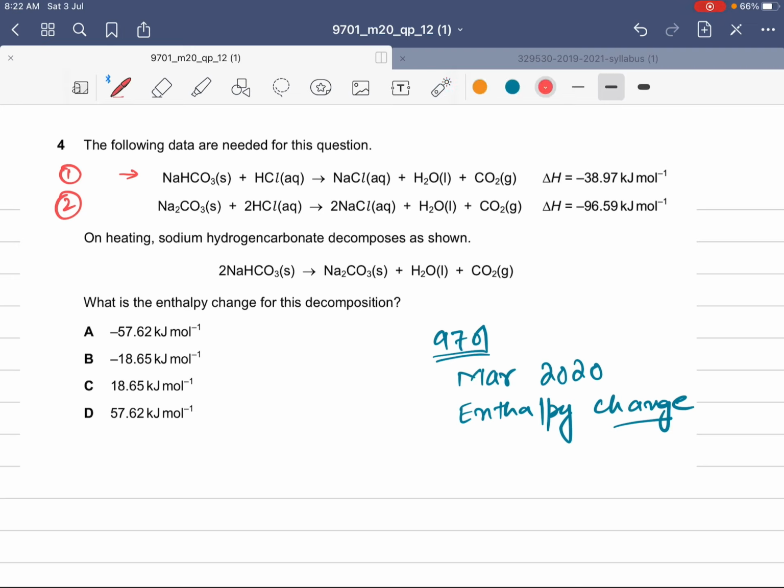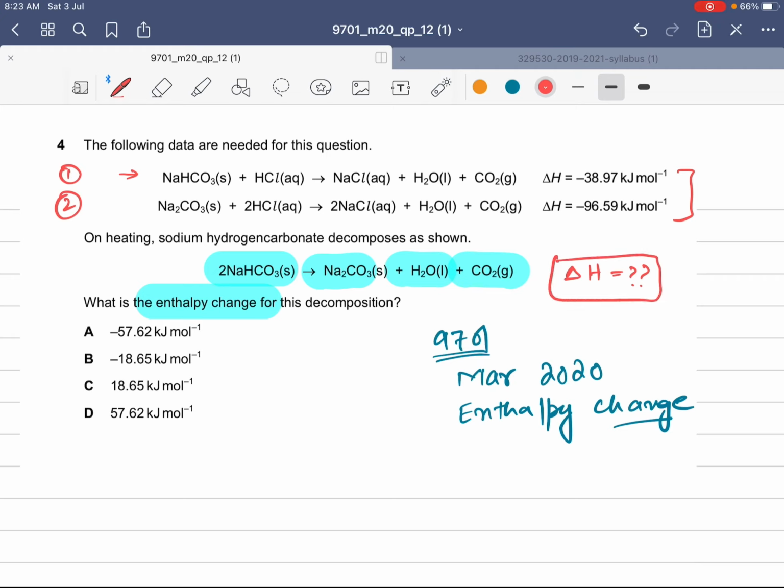Now what they're asking is that on heating, sodium hydrogen carbonate decomposes as shown. So this is sodium hydrogen carbonate. It decomposes to give sodium carbonate, water, and carbon dioxide. Now the question is, what is the enthalpy change for this decomposition, right? We have to calculate the delta H for this reaction. They have given us two equations. By using these two equations, we have to calculate the delta H for this one.